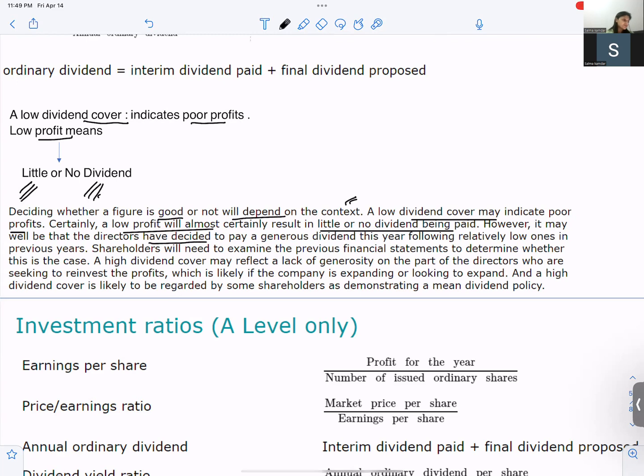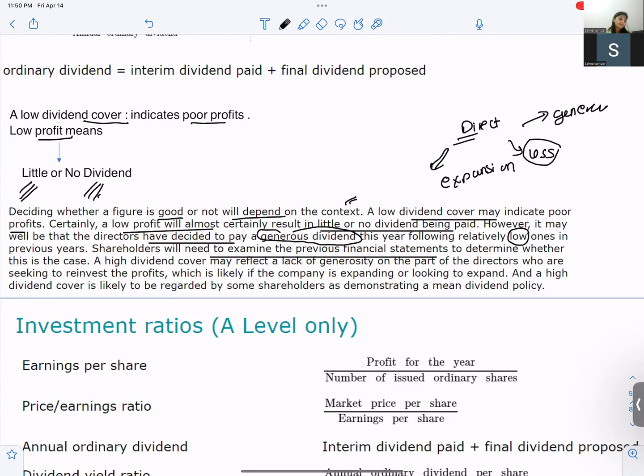However, the directors have to decide whether they are going to give a generous dividend or a low dividend. Shareholders will examine the previous financial statements to determine whether the directors are giving a good amount of dividend or less dividend. Please remember, less dividend is not bad. It means that the directors are looking for expansion or looking to do something which may increase the profits in the future years.